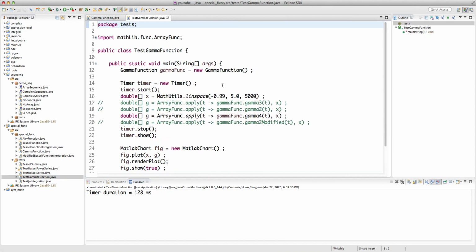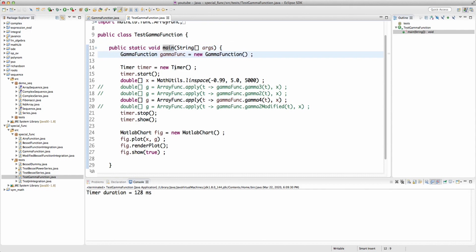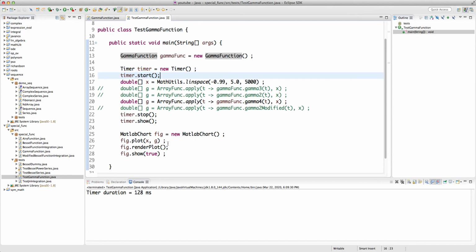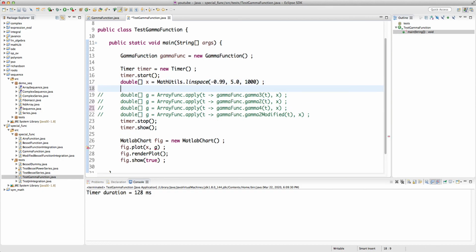I already have created a test class here. It has the main method. I create this gamma function object, and I create my timer, and I have one figure to plot them. All right, so let's say I want to plot from almost -1, where we do have a singularity at -1 and 0, up to 5 for 1000 x values. And we already know that our first one was the gamma based on integration.